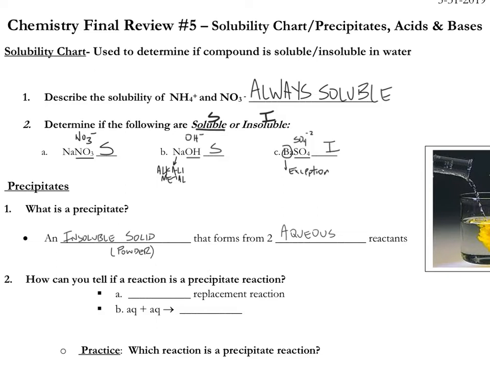So how can you tell if a reaction is a precipitate reaction? Well, double replacement reactions are always going to form... actually, I take that back. They're not always going to form precipitates, but a precipitate will always be formed from a double replacement reaction. So if I've got two compounds, an aqueous compound and an aqueous compound, and they form something that is also aqueous, and now I've got a solid, that tells me that that solid here is my precipitate. And I'm going to abbreviate precipitate PPT.